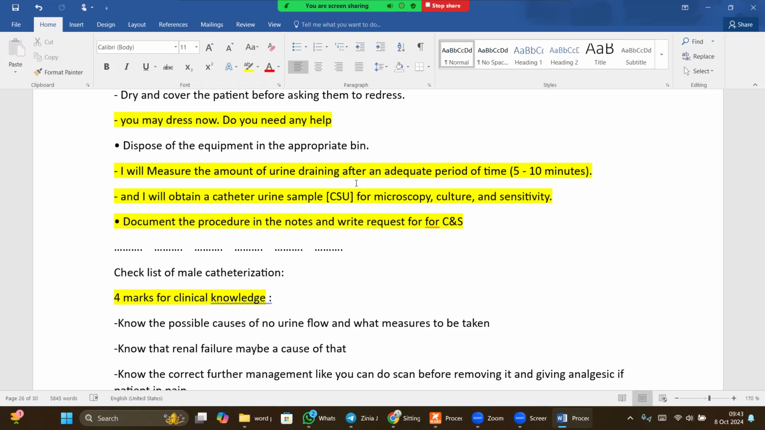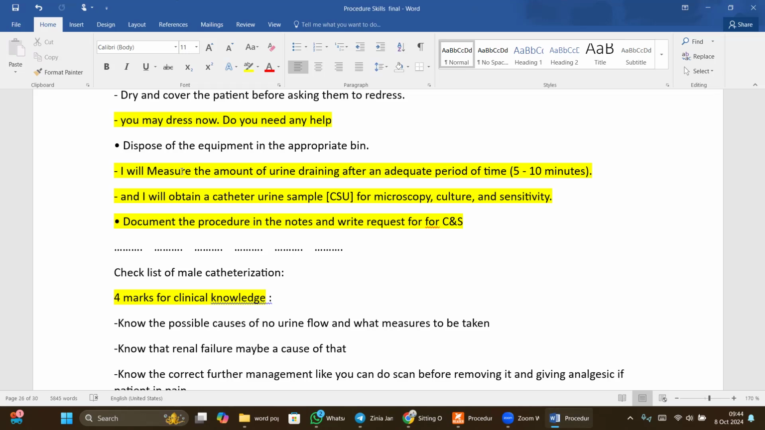I will measure the amount of urine draining after an adequate period of time, that is 5 to 10 minutes, and I will obtain a catheter urine sample for microscopy, culture and sensitivity, and document the procedure in the notes and write request for culture and sensitivity.